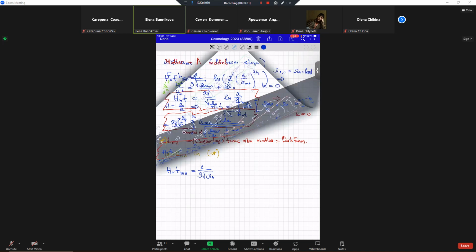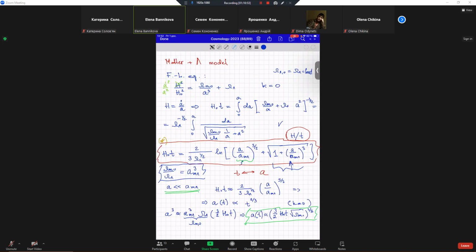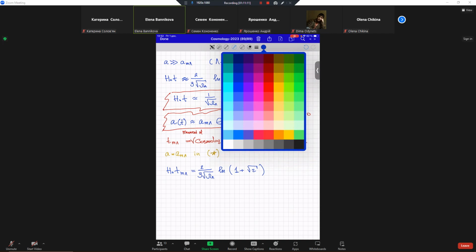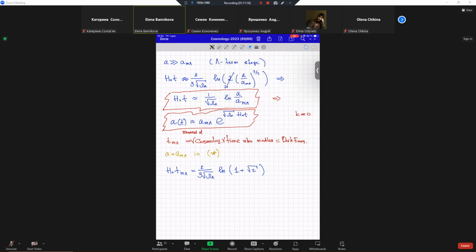And look, if I put here A equal m lambda, I will have 1 plus square root of 2. So logarithm 1 plus square root of 2. So you can rewrite. I will use like this. And here I put H0.